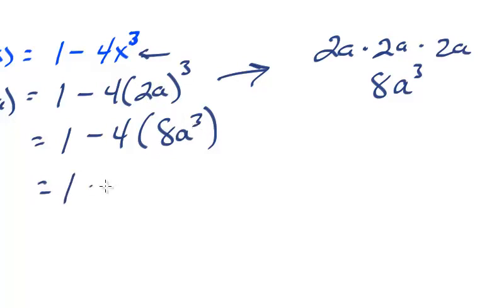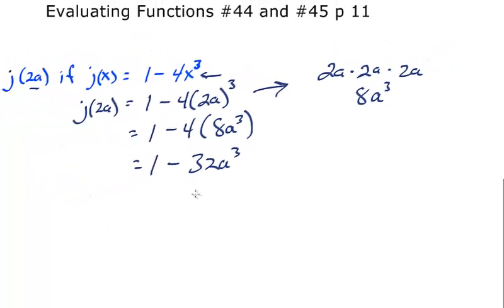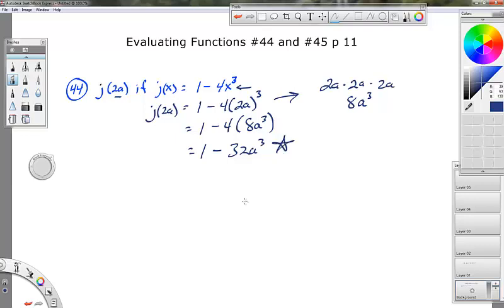Next line, 1 minus 4 times this. This is going to be 32a cubed. Now, you're done. This is it. That's the final answer. Congratulations.